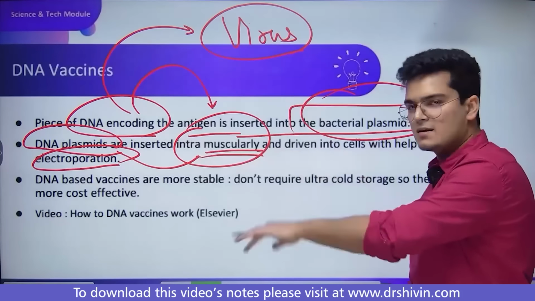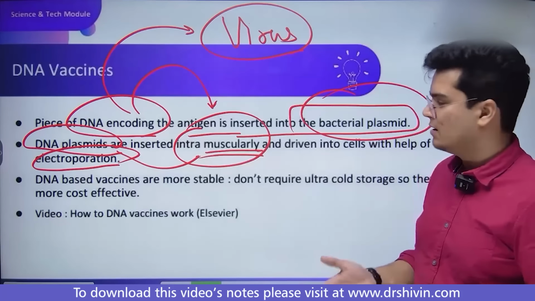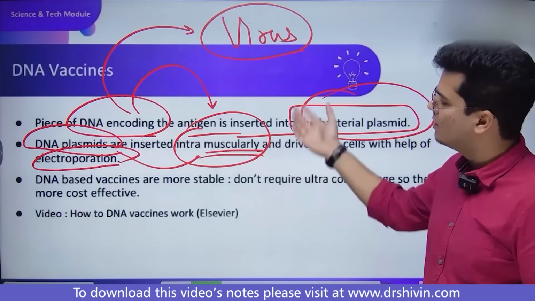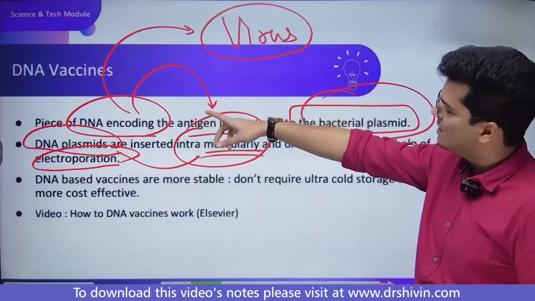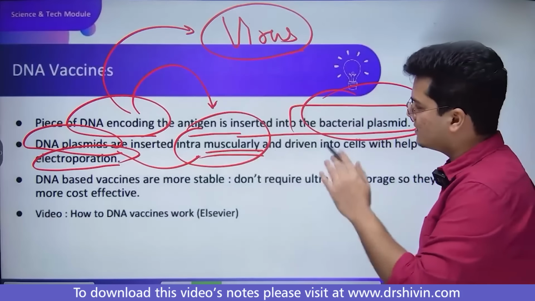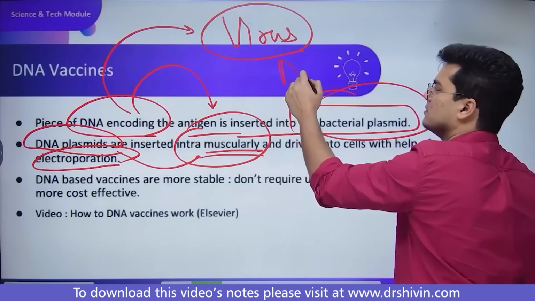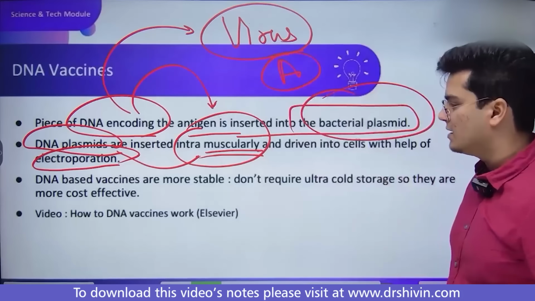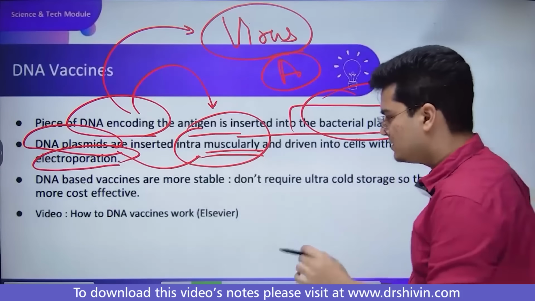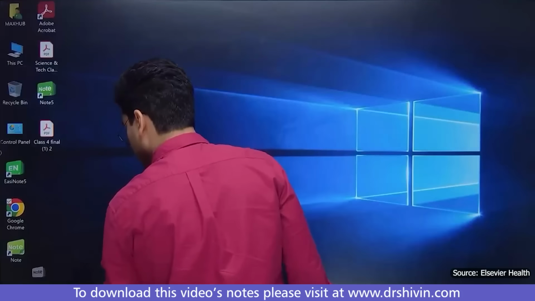Now the plasmid has entered the cell. What is going to happen? DNA to RNA, RNA to protein. Which DNA is there? DNA that has the information for the antigen. So my cell is going to produce the antigen. Okay, let us see a video on DNA vaccines.